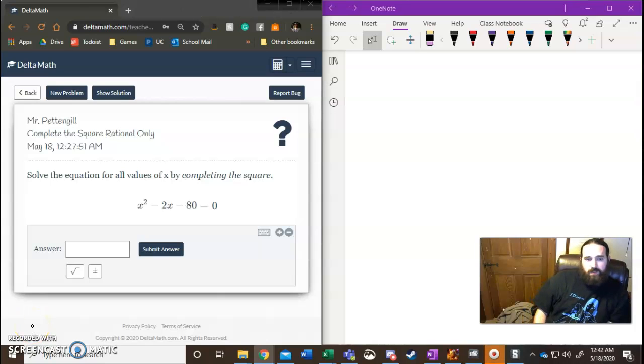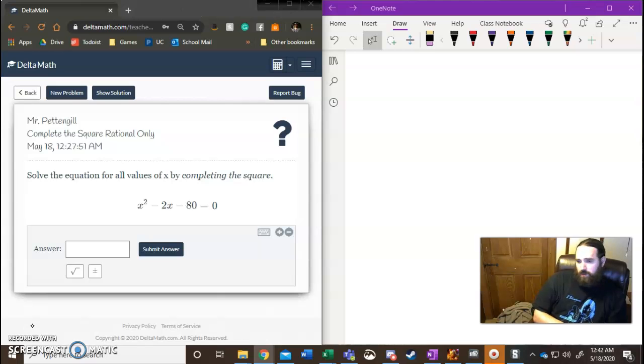Alright guys, so our very last topic for our very last lesson. We're looking at completing the square, and I took the liberty of making it rational numbers only, so you don't have to worry about your answers being really weird. So we're doing that completing the square thing. Completing the square is a different way to solve polynomials.